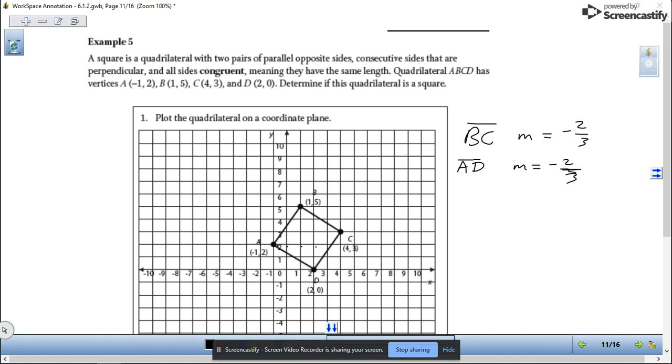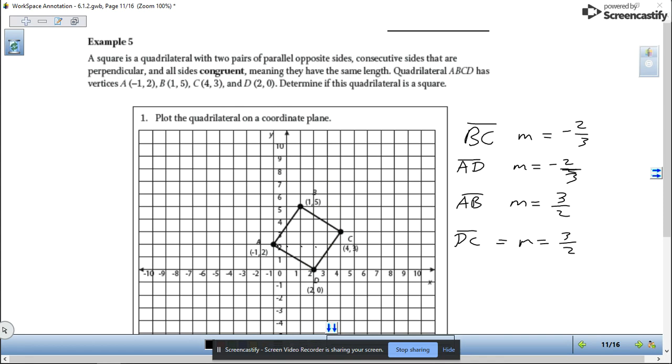All right. And then AB has a slope of up 1, 2, 3 over 2. So that's +3 over 2. And DC has a slope of 1, 2, 3 over 2, 3 over 2. All right, so that confirms our parallel and perpendicular.